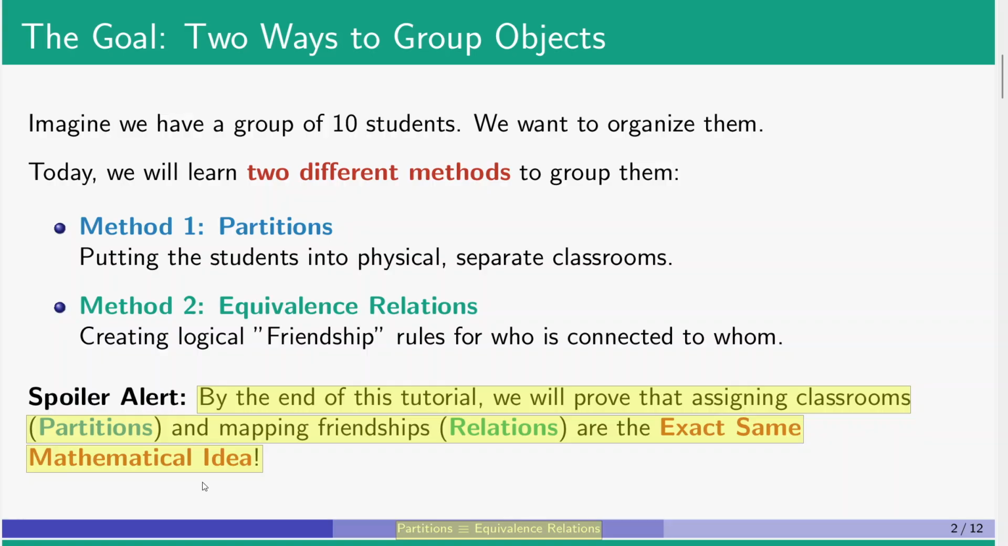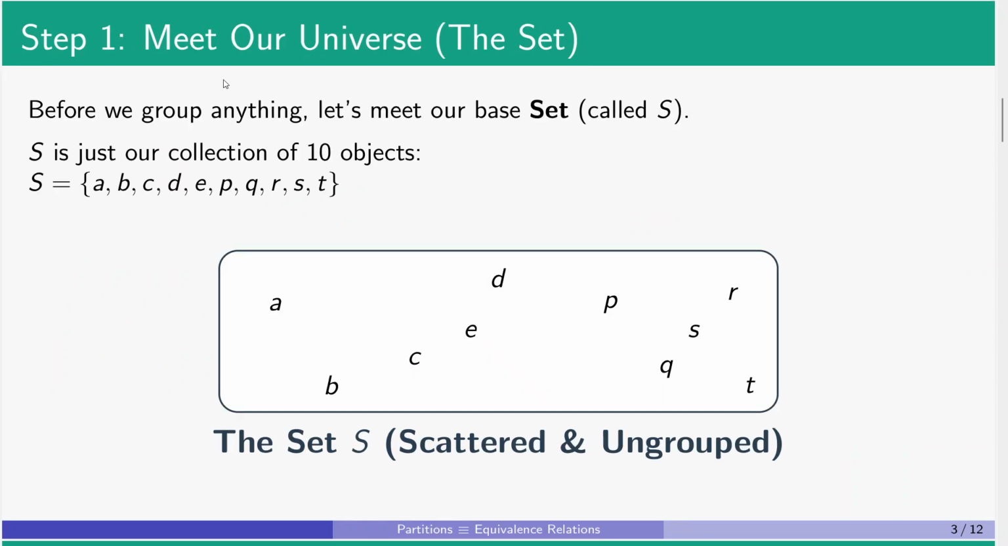But before we can group anything, we need to know what we are grouping. So let us meet our universe first. In mathematics, we call our collection of objects a set, and our particular set today we will call S. S is simply a collection of 10 elements. Those elements are A, B, C, D, E, P, Q, R, S, and T.